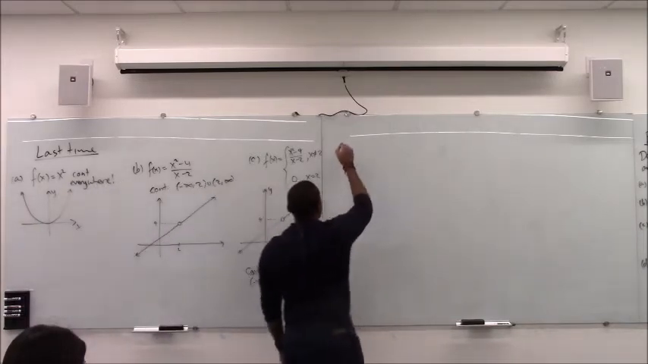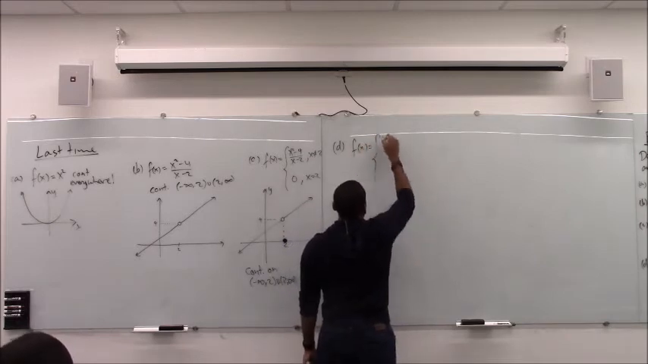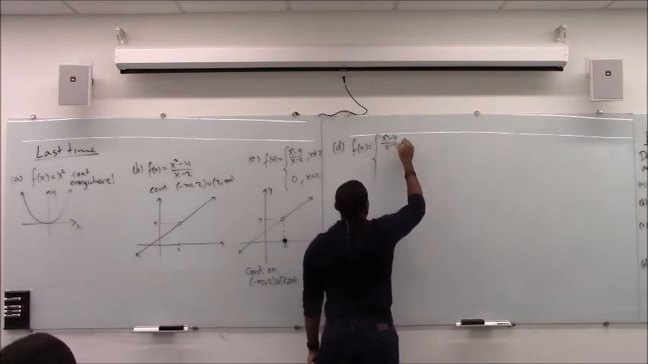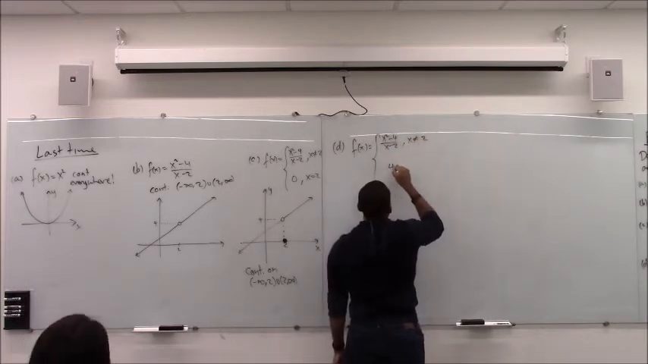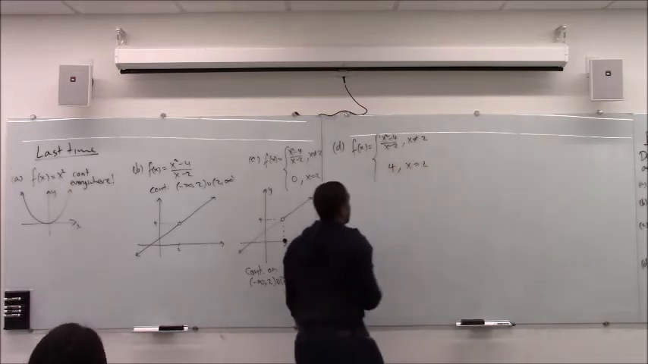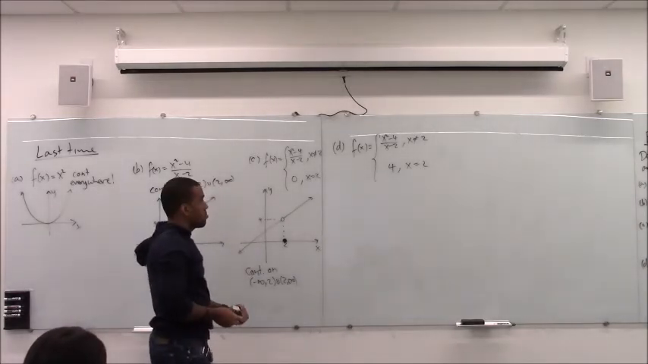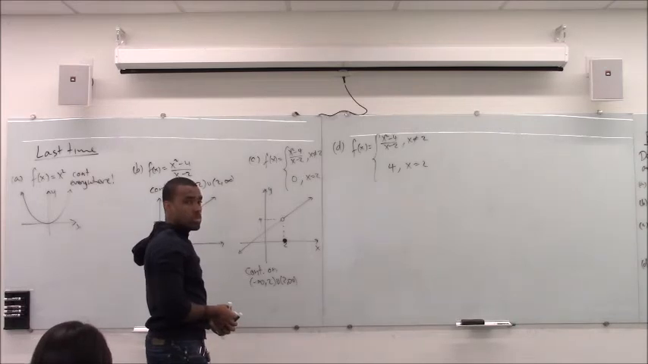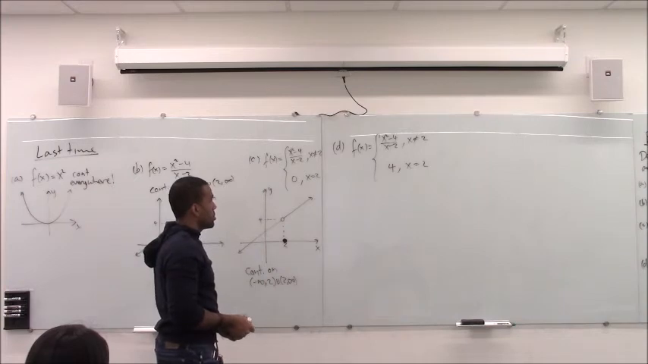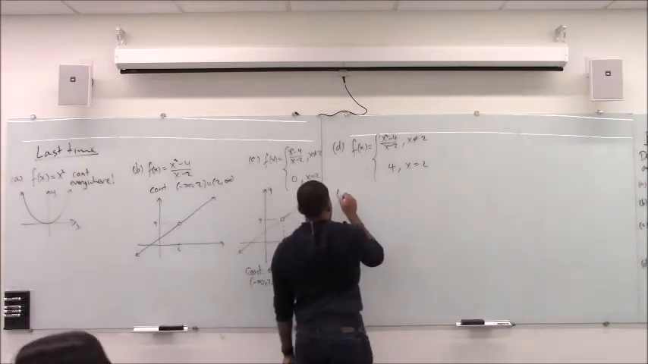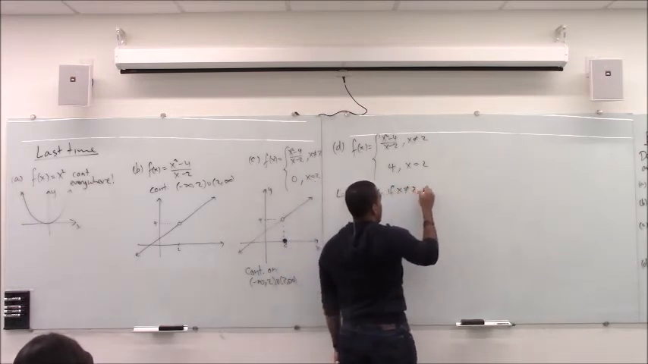In D, how do you do D? D was 4 when x was 2. What did you write for D? Yeah? It's continuous for the whole thing because there's a hole at x equals 2, but then it's filled in. Right, so like above, if your x was not 2, we're fine.